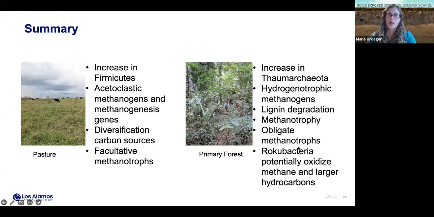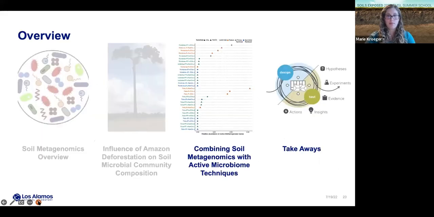And then that Rhodobacteria MAG was the first found to potentially oxidize methane and larger hydrocarbons. So this was really great because it gave us a foundational understanding of what could be going on in this land use change. And I wanted to dig deeper, which led to my next talking point, which is about combining soil metagenomics with active microbiome techniques. And I applied this specifically to methane cycling.